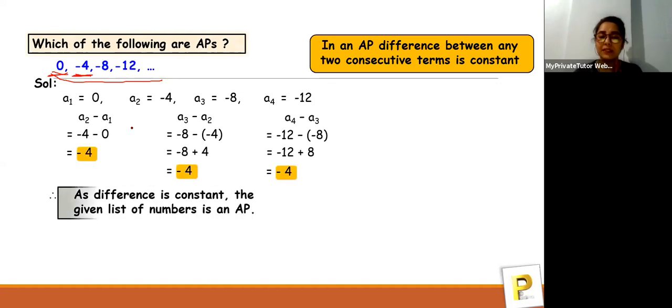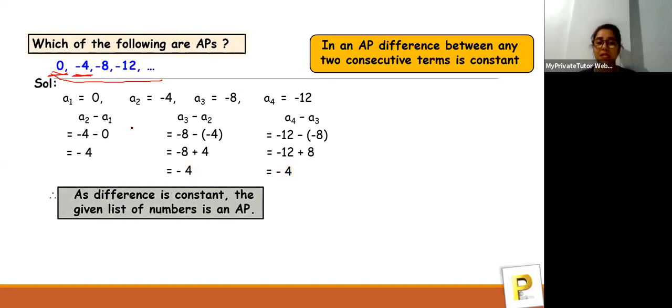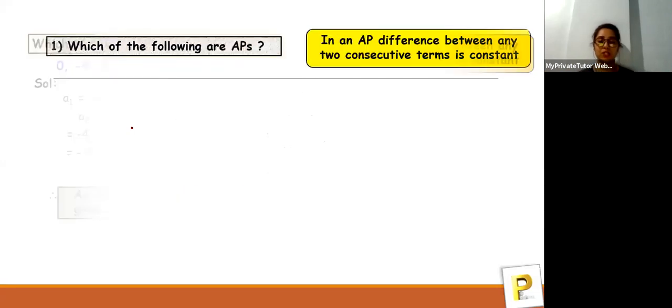So you can see that as the difference is constant, the given list of numbers is an AP. This is how you have to find out whether the given terms are an AP or not. If the list of numbers has a common difference, then it is considered an AP, and if not, it is not considered an AP. Let's check another question.